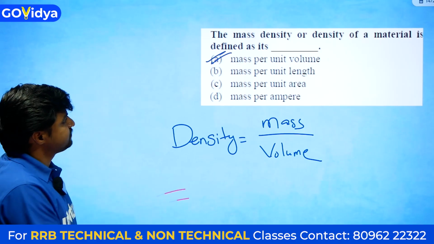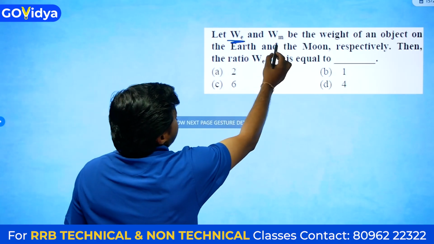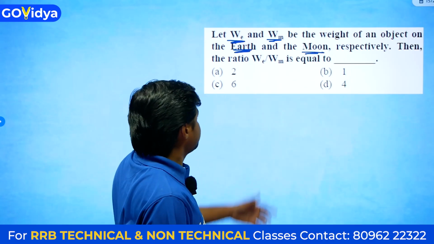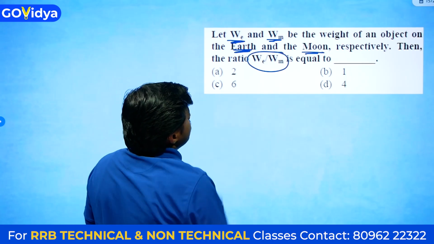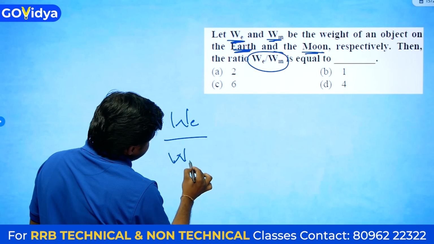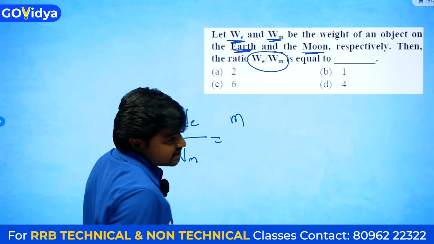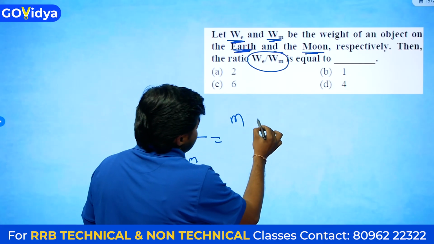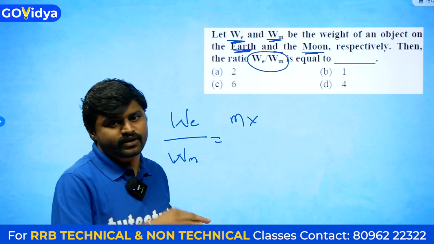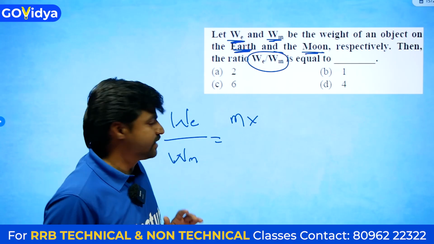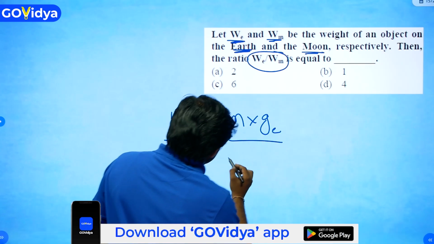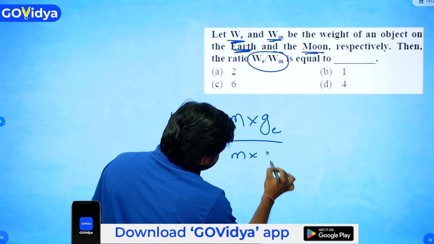Okay. Next question. Let WE and WM be the weights of the object on the earth and the moon respectively. Then the ratio of WE by WM. Okay. WE by WM is equal to mass of the object. Okay. Mass is always constant anywhere in the universe. Mass remains constant wherever we go in the universe, but weight changes from planet to planet. Mass into gravitational acceleration due to gravity on the earth, and mass into acceleration due to gravity on the moon.